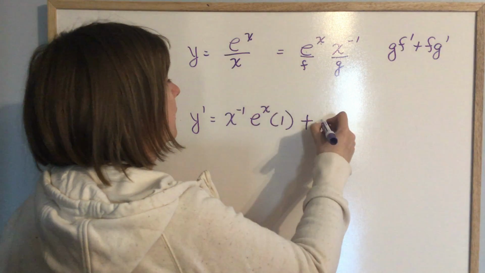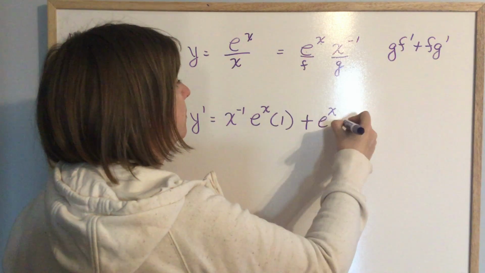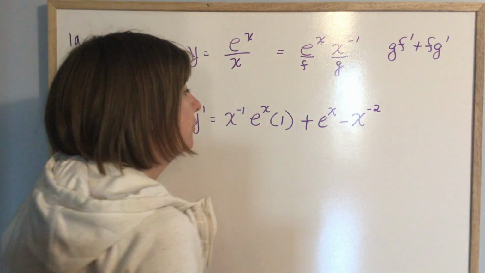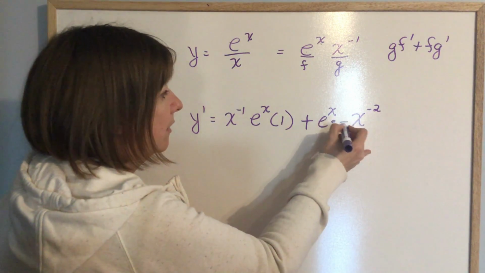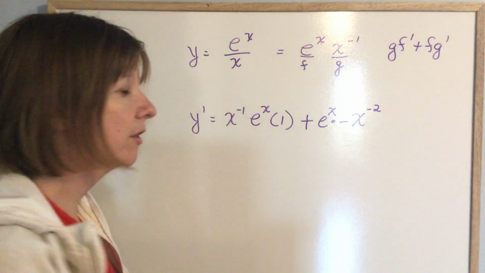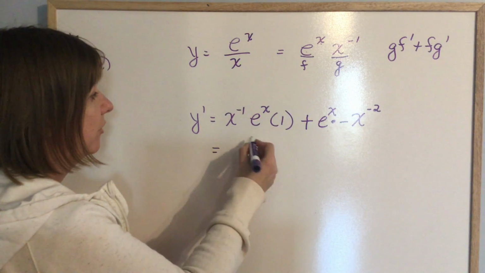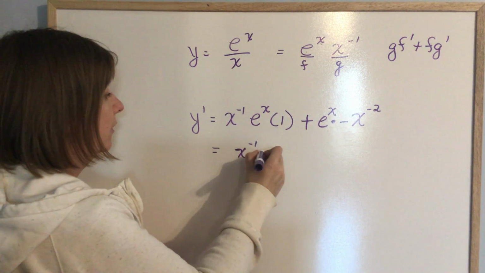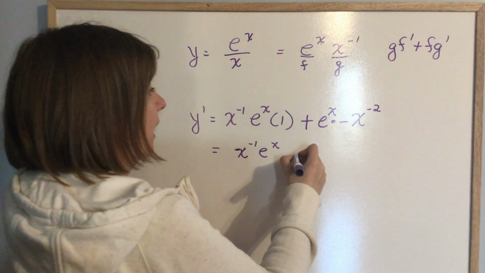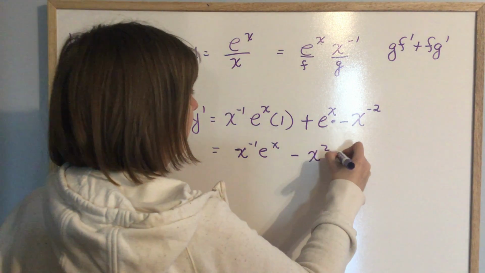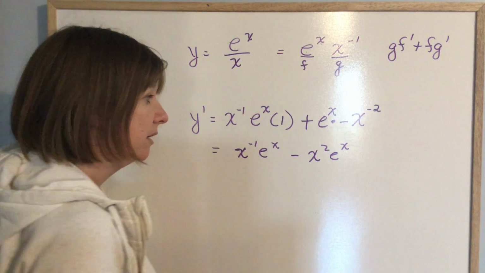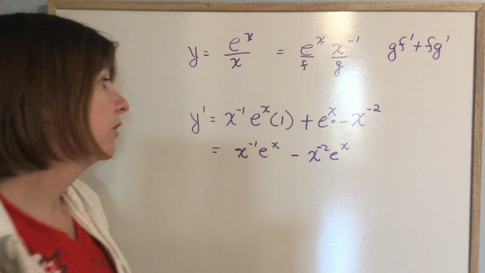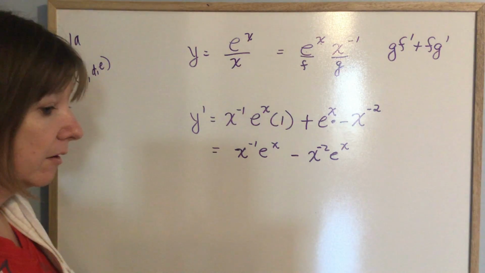F is e to the x. G prime would be negative x to the -2. Now this is multiplying, that is not a minus, right? Because that negative's on there. So let me just clean this up. X to the -1, e to the x, minus x to the -2 e to the x.